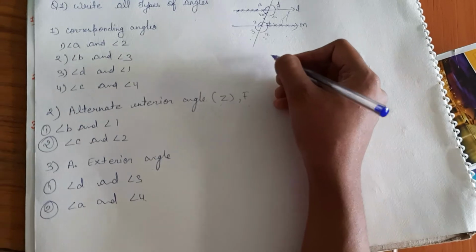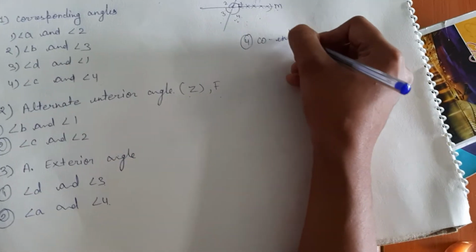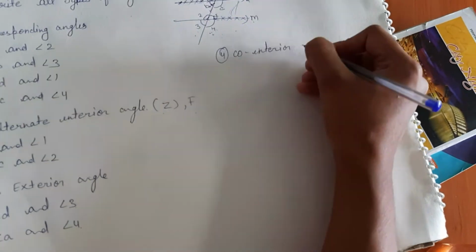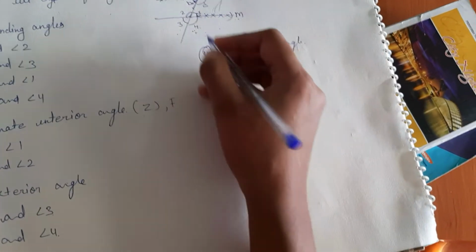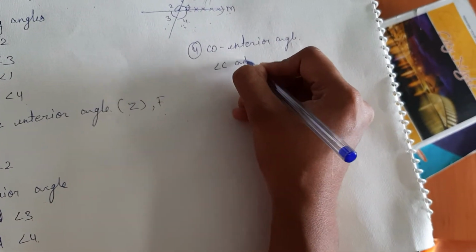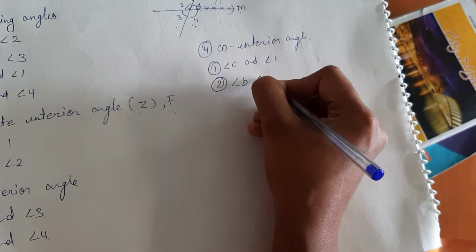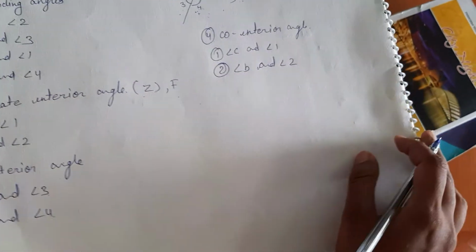Fourth, the co-interior angle. What is a co-interior angle? Okay, same side, so angle C and angle 1 are co-interior angles. Second, angle B and angle 2 are co-interior angles.